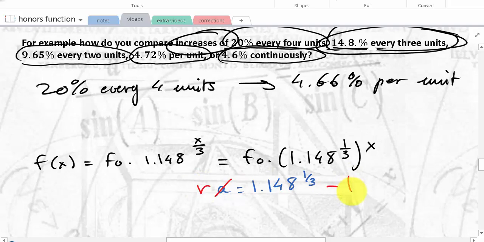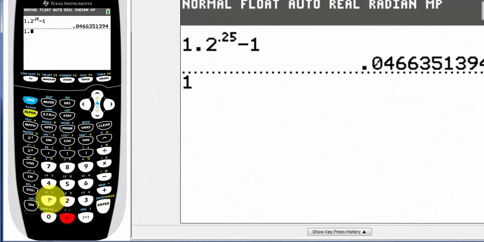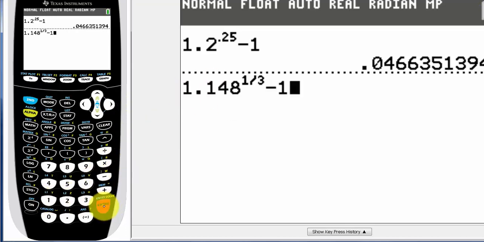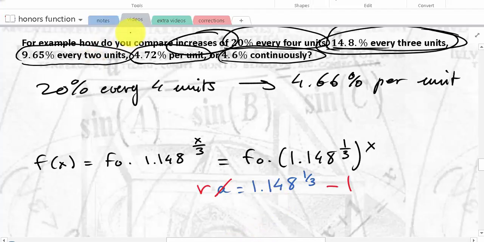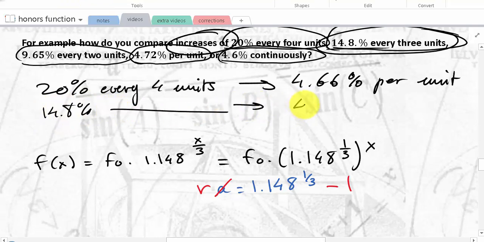Okay, let's check out this number. 1.148 power 1/3, 1 divided by 3. And let's subtract 1. This is a factor. Let's subtract 1 to get the rate. So it is 4.71 about, right? 4708. So that's 4.71%. So the second one right here, 14.8% every 3 units, corresponds to 4.71% per unit.